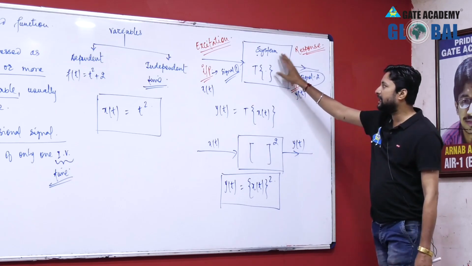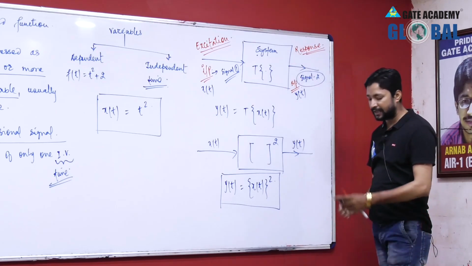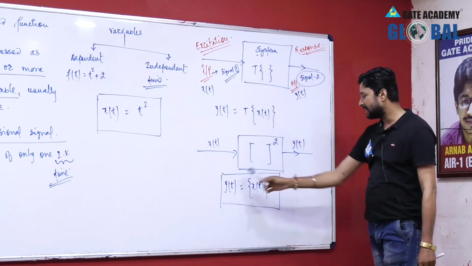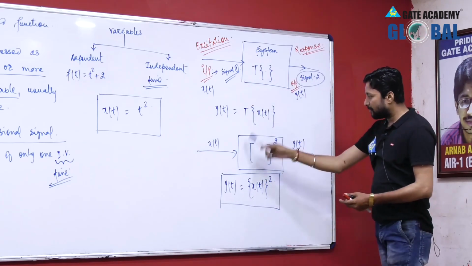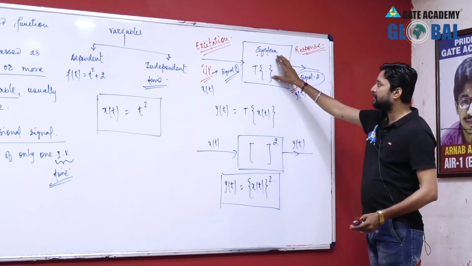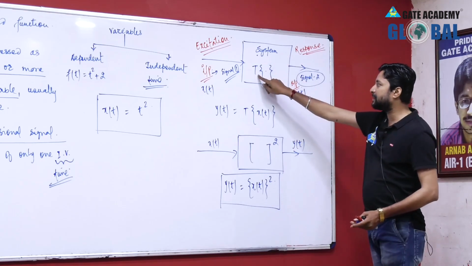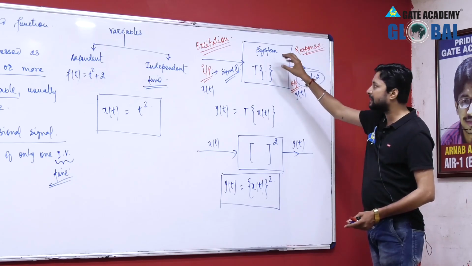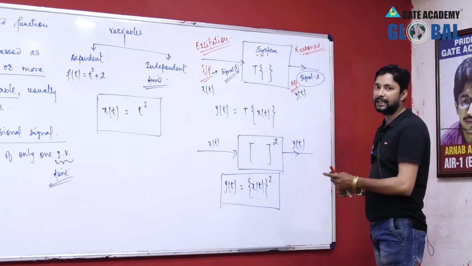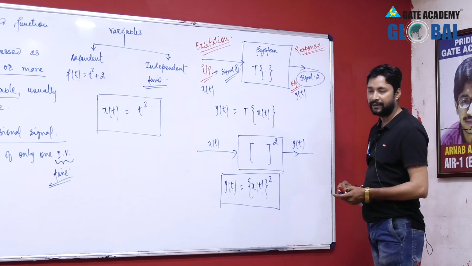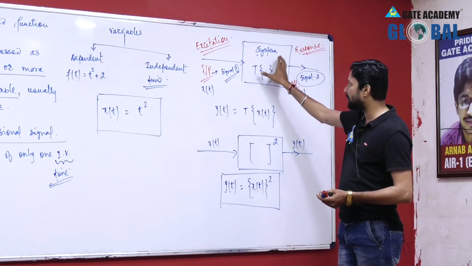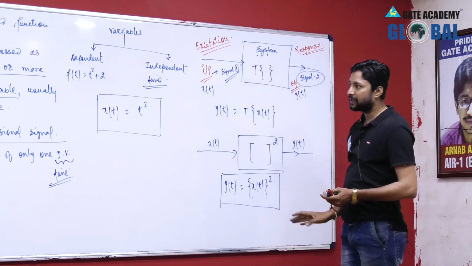So what is a system? It is an interconnection of different physical components which is used to convert one form of signal into another form, like here it is performing. So the operation can be anything. The system can be a differentiator, then this T operation will be represented by d by dt. The system can be an integrator, then this T operation will be represented by integration from minus infinity to t. So different systems will have different operations performed on inputs to generate the output.